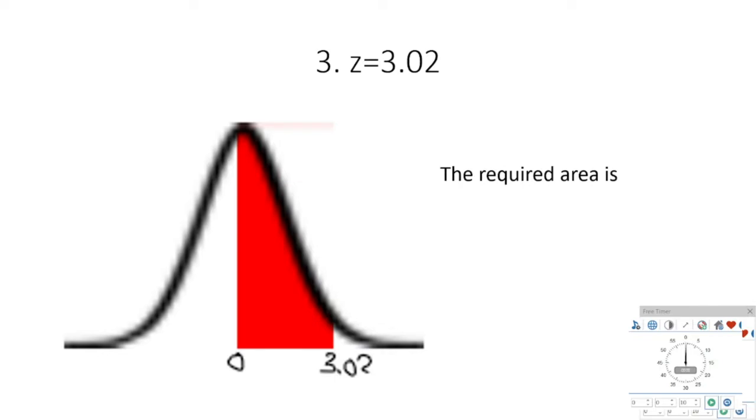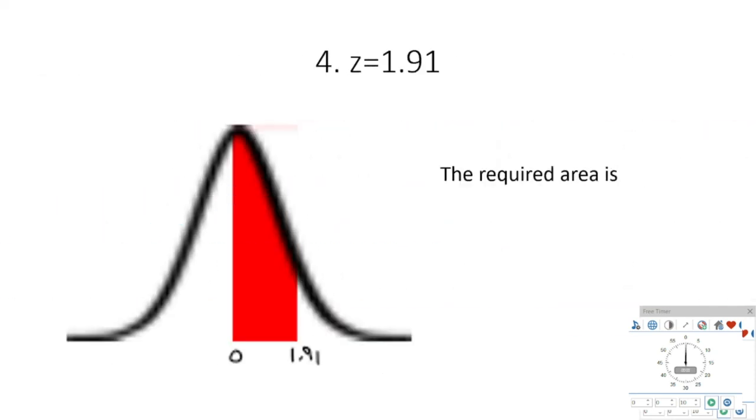Let's have number 3. The z-score is 3.02. Find the required area corresponding to z-score under the normal curve. The required area when the z-score is 3.02 is 0.4987 or 49.87%.